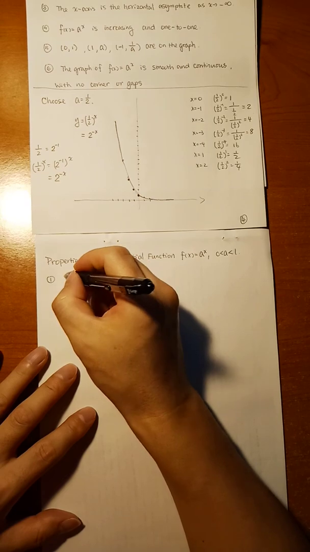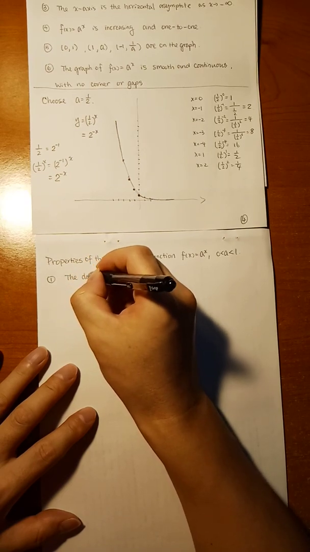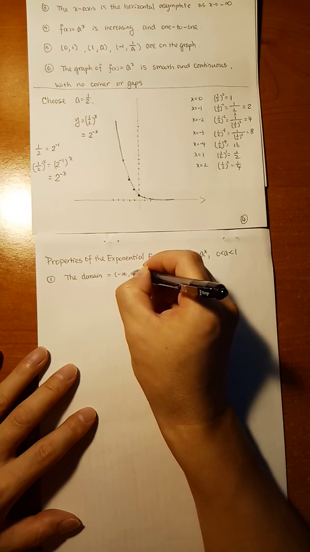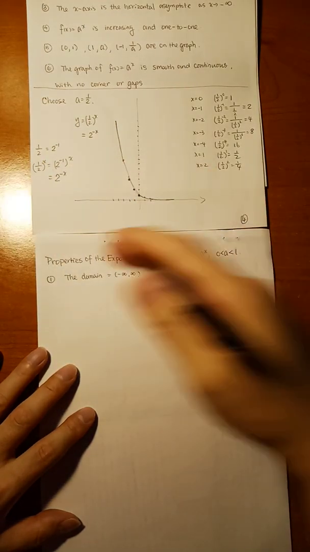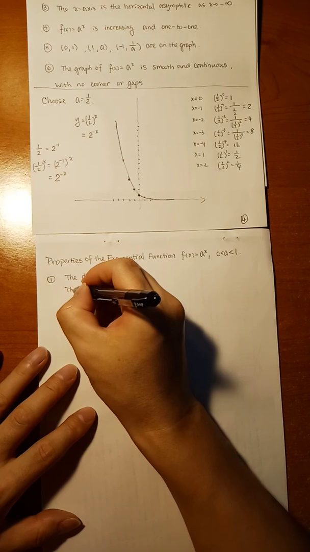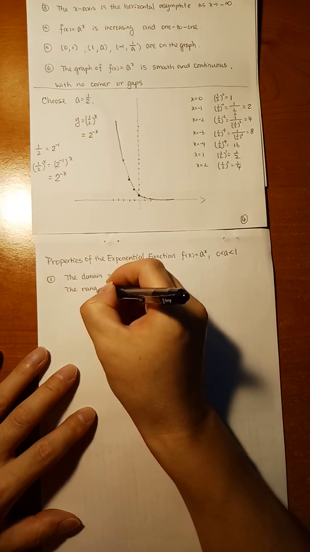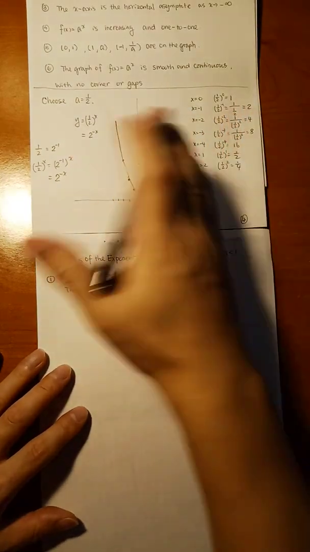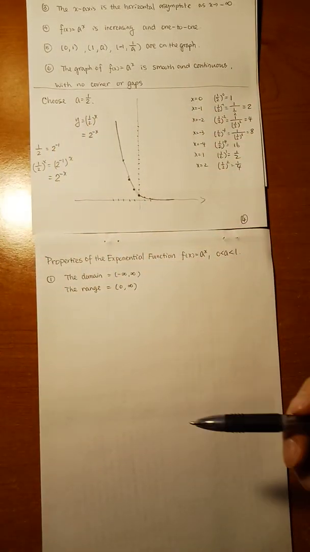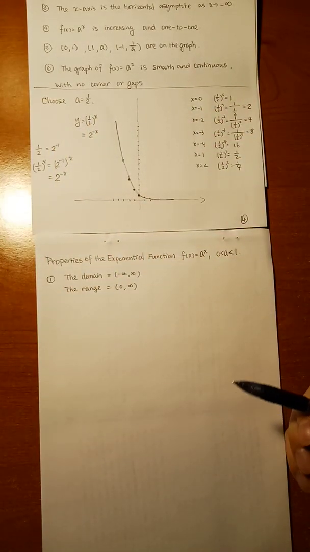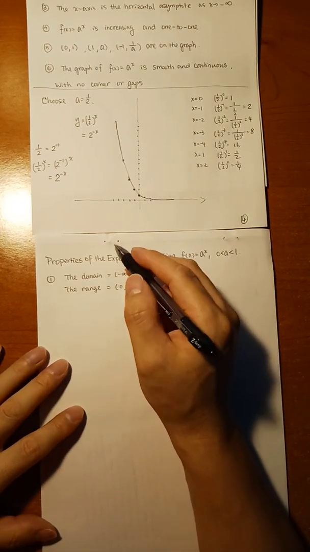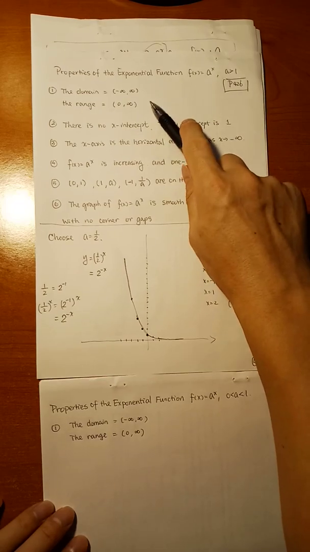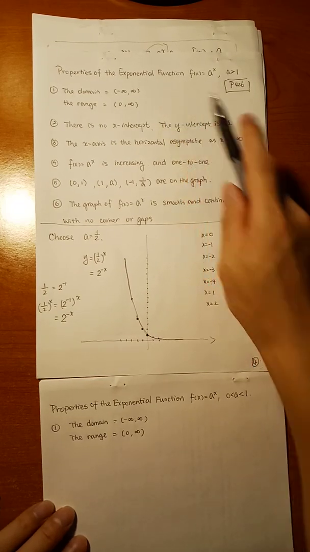They're parallel. The domain is from -infinity to infinity. It's also defined over the whole number line. The range is from 0 to infinity, because we only flip it about the y-axis, we do not cross the x-axis. So the first property is identical to the previous case.